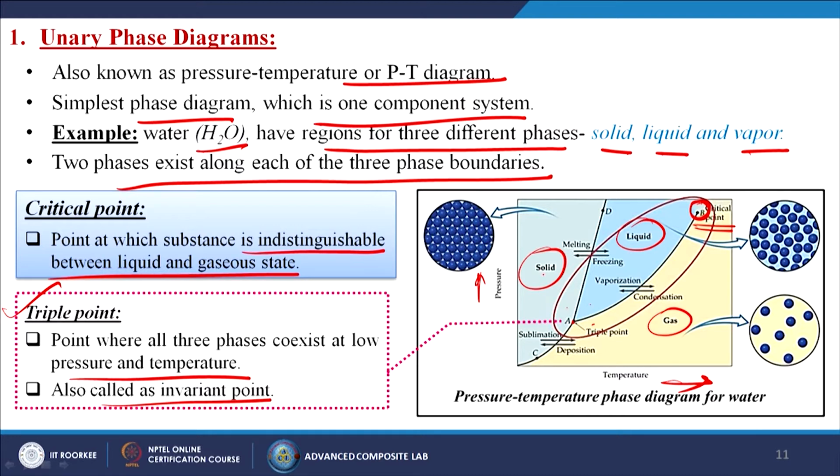In this case, if we move from solid to liquid, that is known as melting. If we move from liquid to solid, that is freezing. If we move from liquid to gas, it is vaporization, and from gas to liquid, it is condensation. If we move from solid to gas, that is sublimation, and if we directly move from gas to solid, that is deposition.